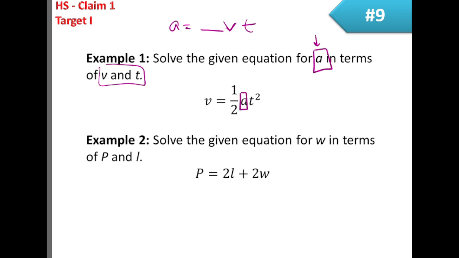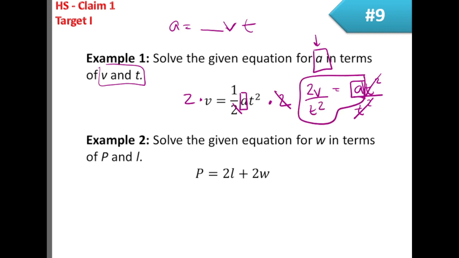Remember, we want to get rid of fractions. You multiply both sides by the denominator. So now we are left with 2v equals a t squared. Want a by itself. There's no plus or minus in between these two, so I'm going to divide by t squared. And that's it. So your answer is 2v over t squared.